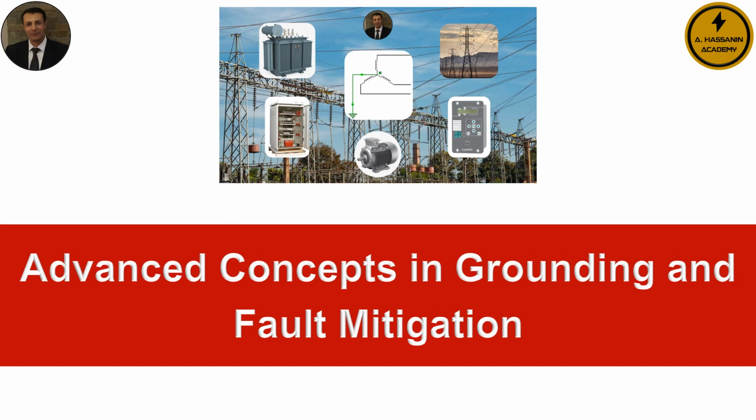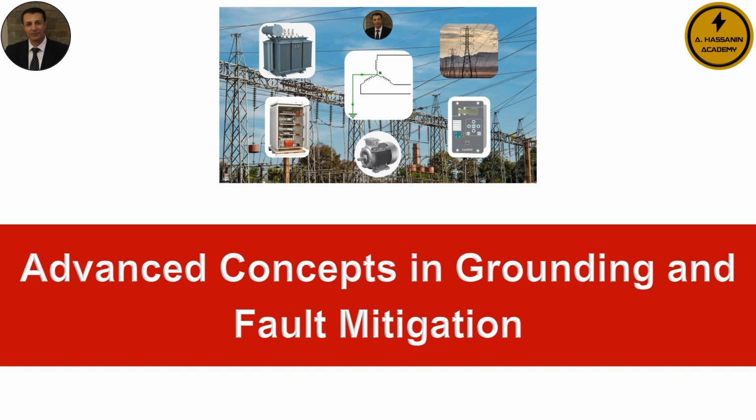In this course, I will discuss advanced concepts in grounding and fault mitigation. Of course, everyone knows that the electrical network is not always stable, and therefore faults or short circuits can occur in any part of the network. Naturally, when a fault or short circuit occurs, extremely high currents will flow. But the important question is, can protection devices effectively safeguard the electrical network from the damages caused by these faults?